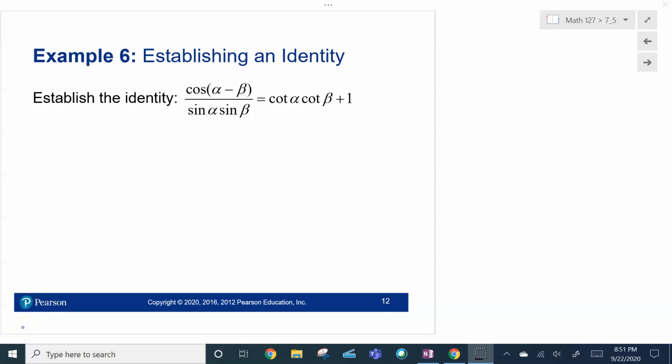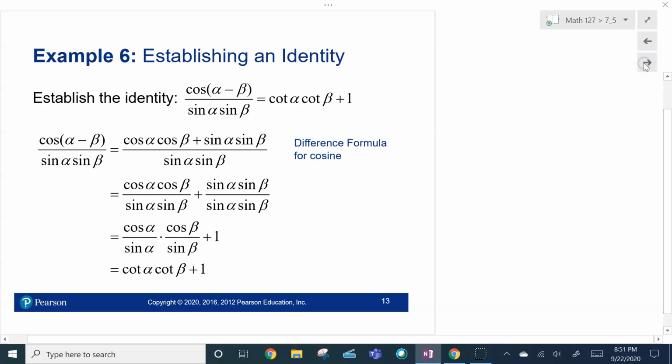Continue on here with this example. We're going to establish the identity. So what we're going to do is expand that cosine alpha minus beta into cosine alpha cosine beta plus sine alpha sine beta. Let me just show you right here. We're going to work with this left-hand side and then show that it's equal to the right.